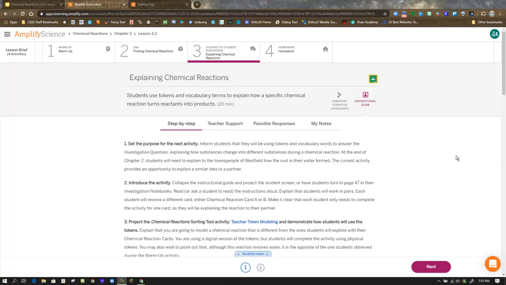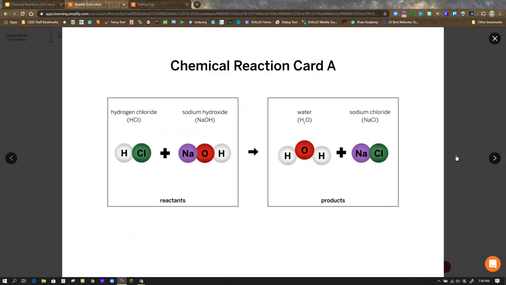Before you do, I have some projections to show you and a modeling tool that they only give the teacher. So we're taking a look at the first projection, and again, if you need to go back to the lesson brief to open the projections, you can do so.